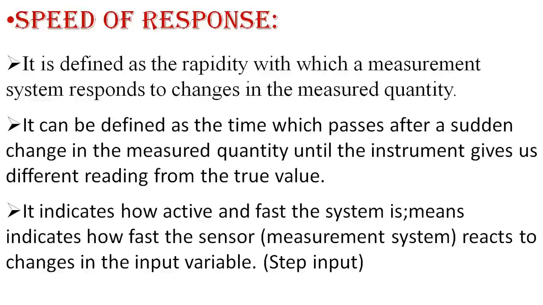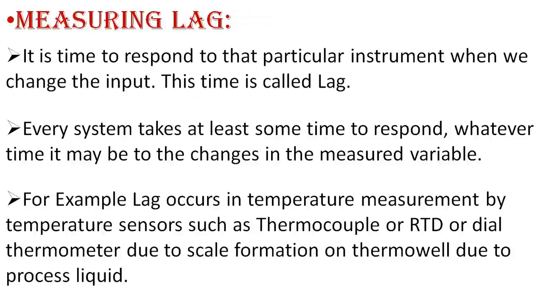So it indicates how active and fast the system is, that is, how fast the sensor's measurement system reacts to changes in the input variable step. It means when we give an input to the measurement system, and the system operates and gives the fastest output, then we say the speed of response of that measuring system is good.